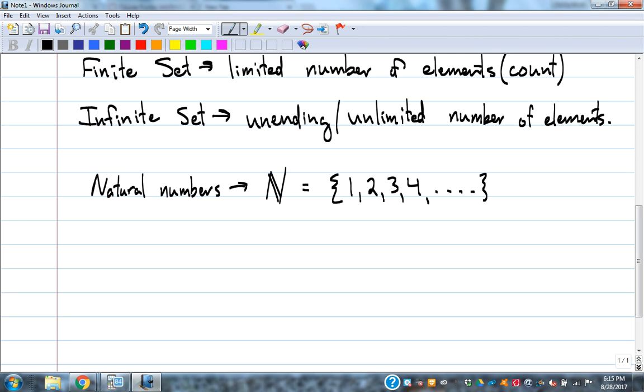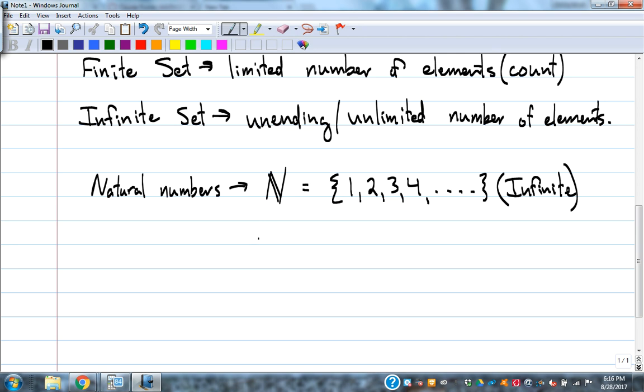They're infinite because you could keep counting forever, right? You can keep counting, get to 100, then 101, 102, keep going. So they're an infinite set. Keep that in mind, and put that in parentheses beside it: the natural numbers are an infinite set. Okay.